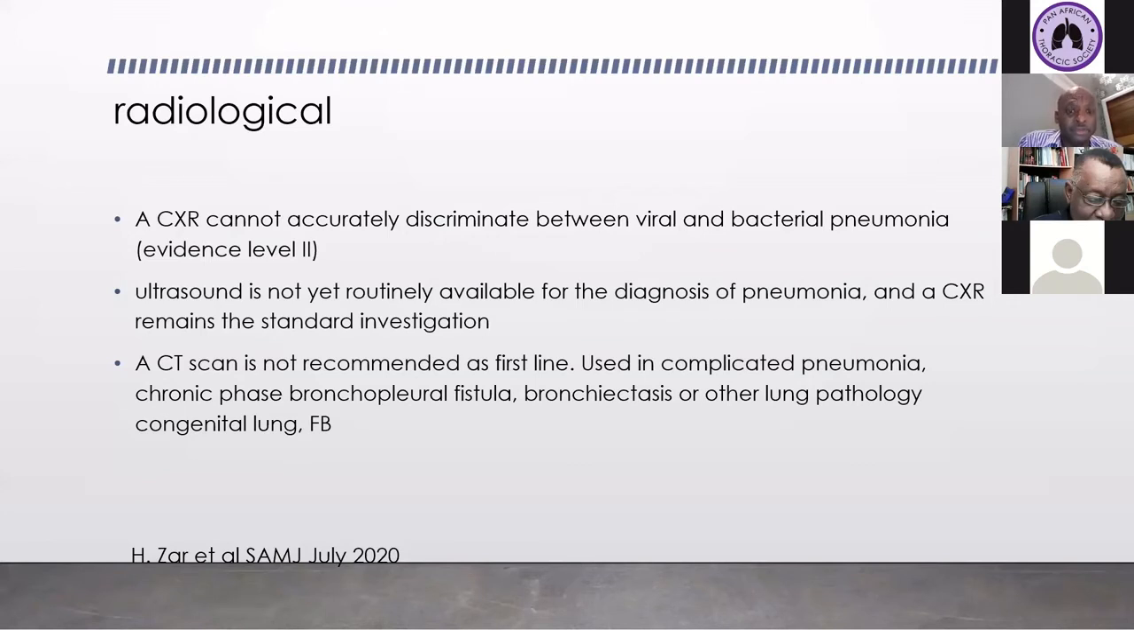Ultrasound is coming up as one of the tools that you can use for pneumonia. The problem with ultrasound is obviously the expertise, and the advantage is that there's no radiation. But chest X-ray, unfortunately, still remains the standard investigation. A CT scan cannot be used for initial diagnosis unless you're dealing with complicated pneumonia, including bronchiectasis. But in children, you're obviously going to do a clinical assessment first before you do a chest X-ray and a CT scan.